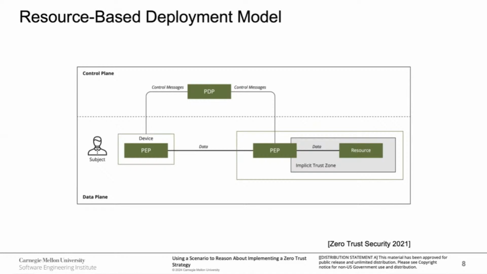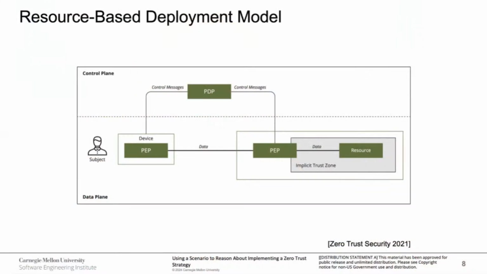And then the implicit trust zone you see there is the boundary for the whole security domain that is governed by that PEP. So the PEP can be running on an operating system, and the implicit trust zone would include all of the processes that interact with that operating system. Right. Again, the models that we're going to show you, these deployment models, are from that Zero Trust Security book by Jason Garvis and Jerry Chapman.